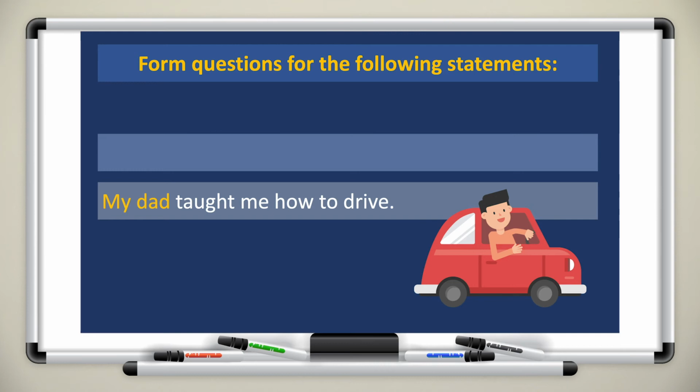My dad taught me how to drive. The question will be, who taught you how to drive? Who is for asking about a person. And don't forget to pay attention to the tense of the sentence. The sentence here is in the past simple. So the question should be in the past simple as well.